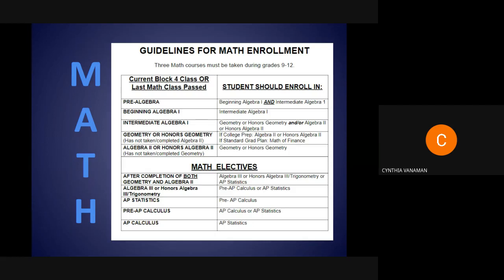If you are in Algebra 1 right now, you still have to have three high school math classes. You do get high school credit for Algebra 1. It does show up on your transcript. But you still have to take three math classes at the high school. So you still have to take geometry, Algebra 2, and then a higher math class, which can be Algebra 3, statistics, any of those higher level maths that we offer here.